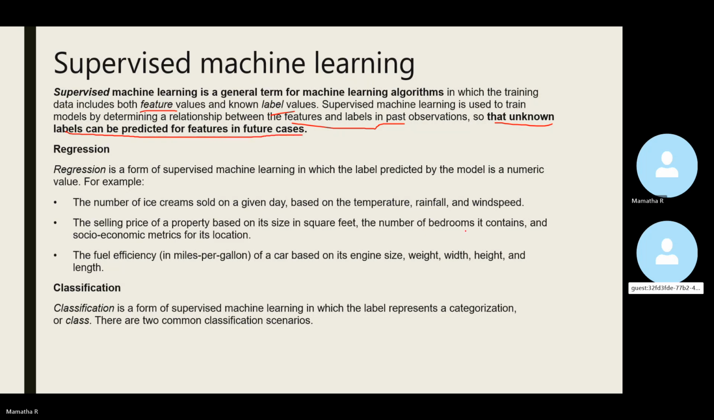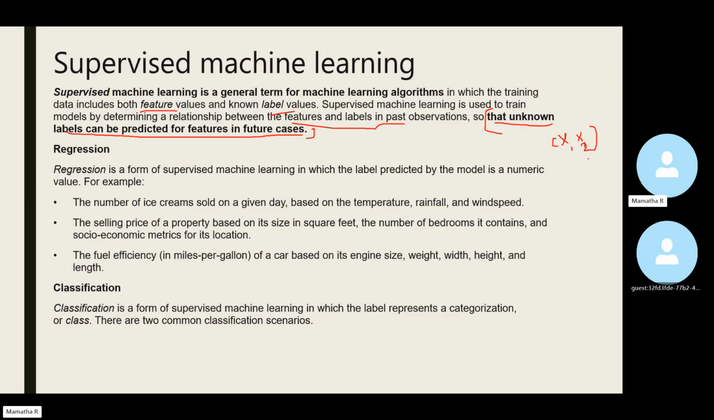This is very important from the examination point of view: unknown labels can be predicted for future features. Whatever the features that will be given, like x1, x2, these are the known values.